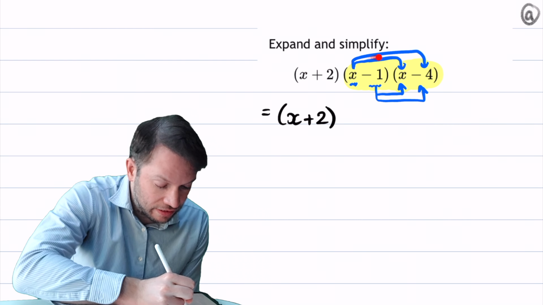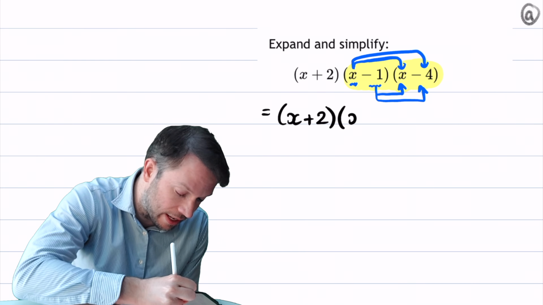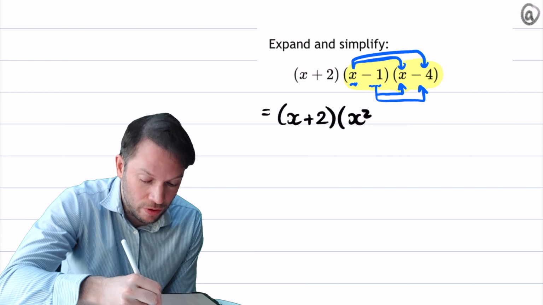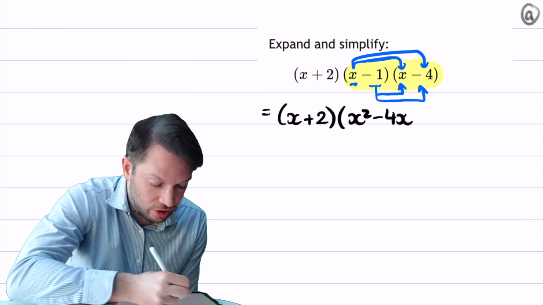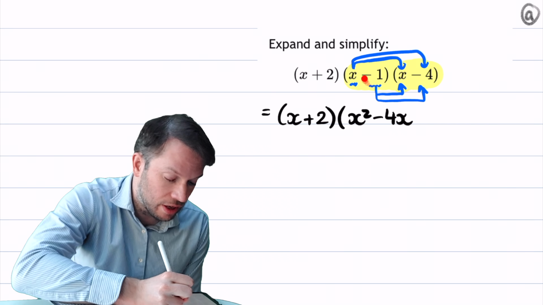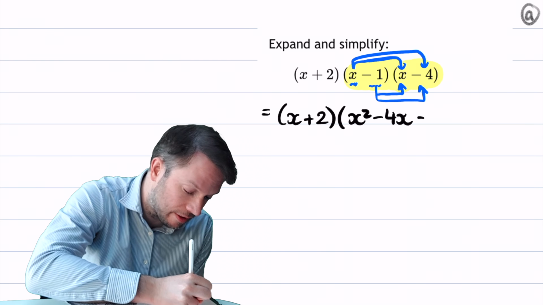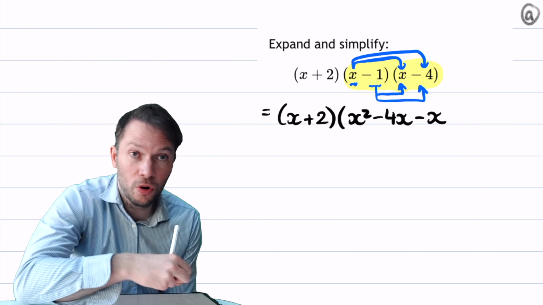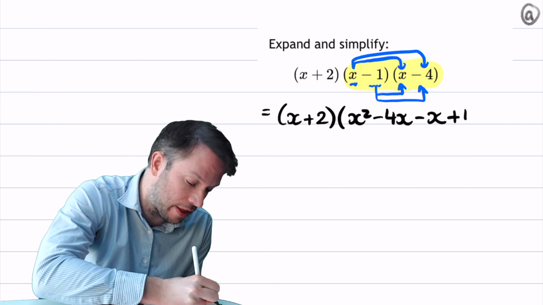So we're going to do the x times the x, which is x squared. So let's open up a second bracket, so x squared. Then we're going to do x times by negative 4, which is minus 4x. And now we're going to do this minus 1 multiplied by each term in the second bracket. So the minus 1 multiplied by x, which is minus x. And we're going to do the minus 1 times the minus 4. Negative times negative is positive, so it's going to be positive 4 like that.